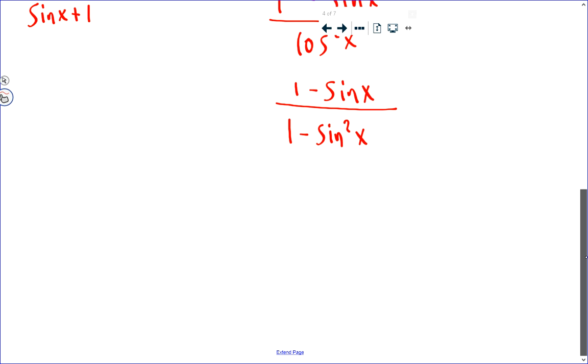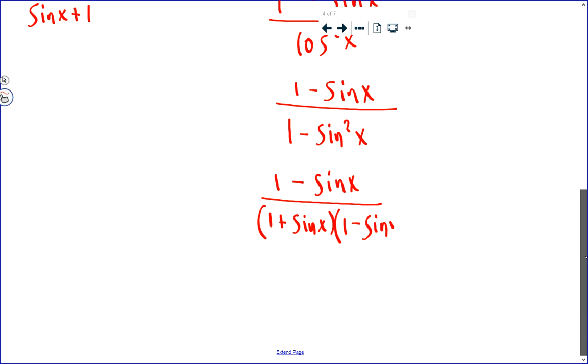If I factor that denominator, I'm going to have 1 minus sine of x on the top, and on the bottom I will have 1 plus sine of x, 1 minus sine of x, and the 1 minus sine of x cancels, and I'm left with 1 on the top over 1 plus sine of x. And that's what the left-hand side is equal to.